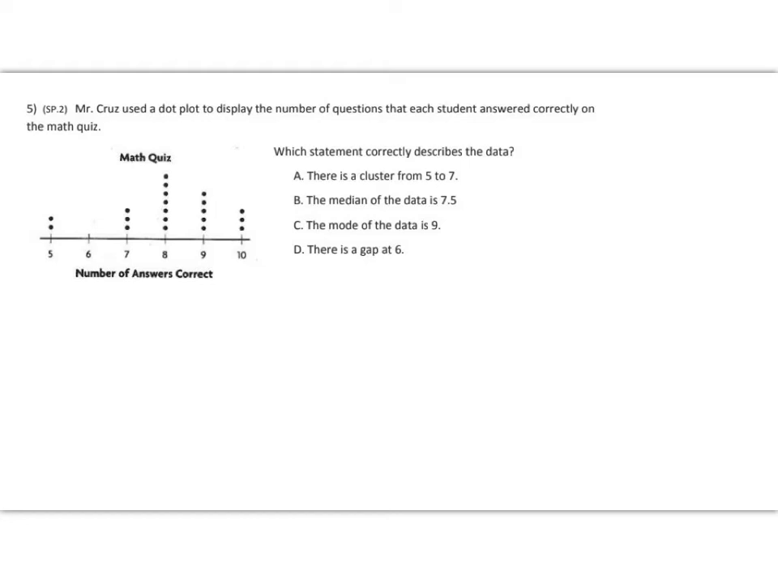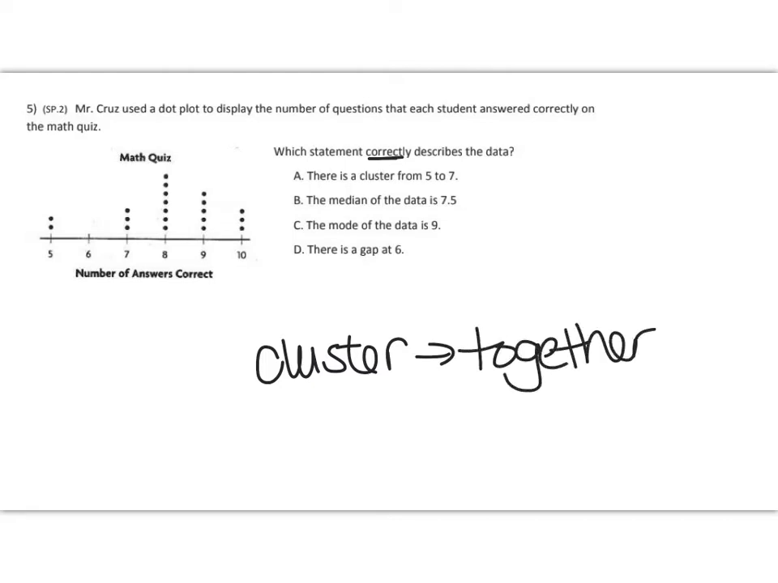Mr. Cruz used a dot plot to display the number of questions that each student answered correctly on the math quiz. So the question says, which statement correctly describes the data? When it says there is a cluster, it means that the groups of numbers are close together. It seems like it says there's a cluster from 5 to 7. So let's look at 5 to 7. Is there a cluster of data between 5 and 7?